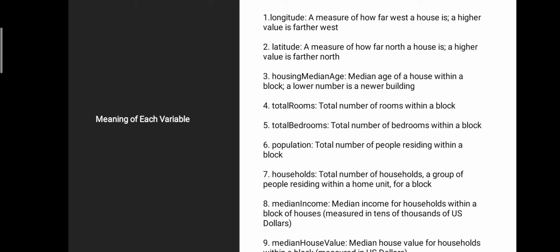First, I display the schema of the dataset, and we can see that all the variables are of float type, although some of them are actually integers, but being float is more convenient for the following analysis. Here is the data dictionary. Housing median age is the median age of a house within a block. A lower number is a newer building. Median income means the median income for households within a block of houses. Median house value means the median house value for households within a block, which is our dependent variable.